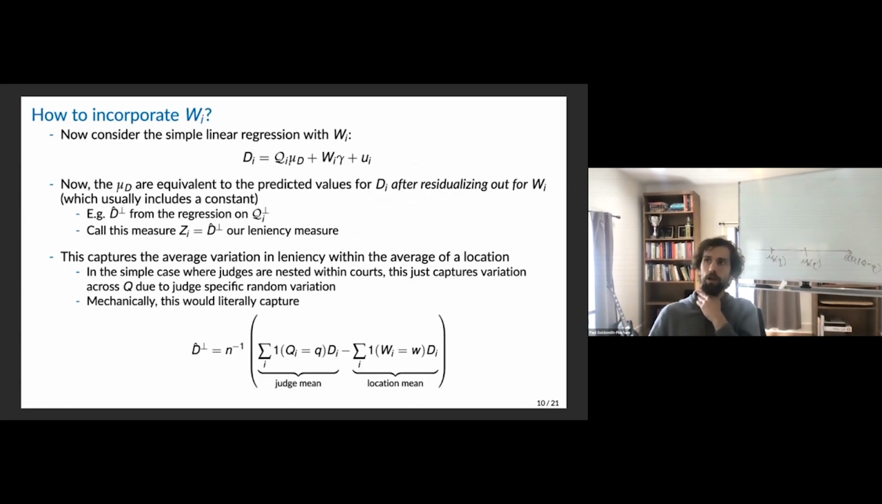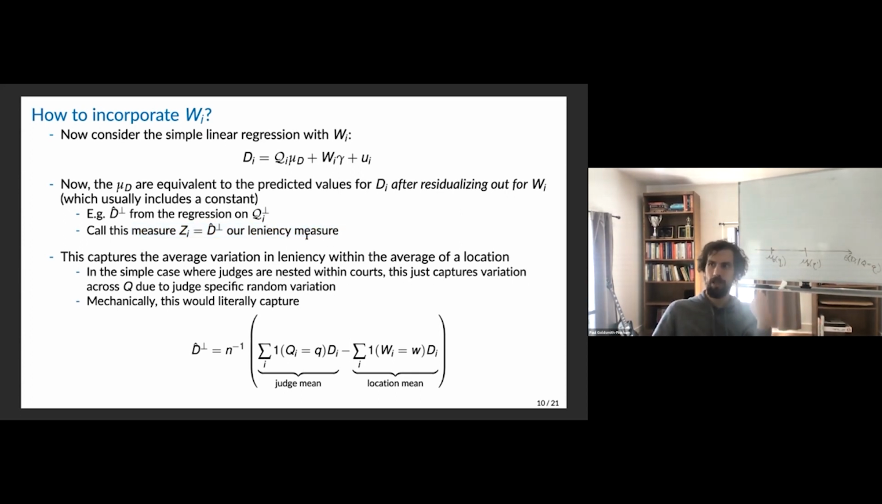And so what you do here is you think about the following simple linear regression, now including the W controls. We still have the same dummies. We have the D here. And these mu hats are now basically equivalent to the predicted values of D once you've residualized for the W's, which is usually going to include the constant. So think of this as D hat residual from the regression on Q hat residual. This measure is what is typically called the leniency measure.